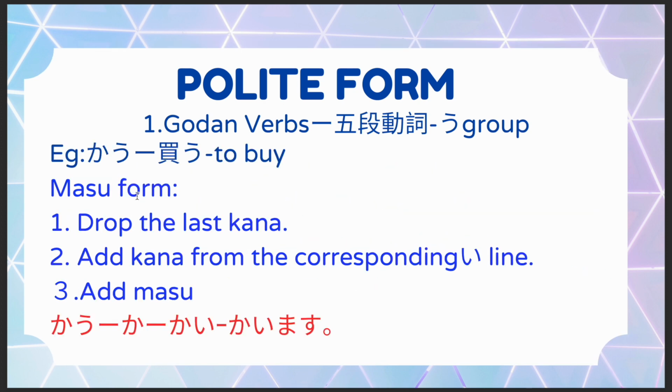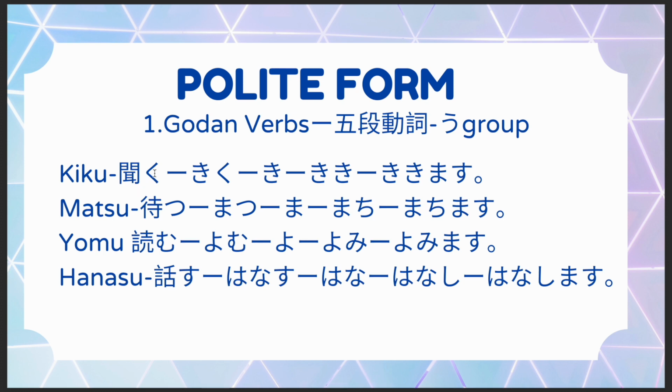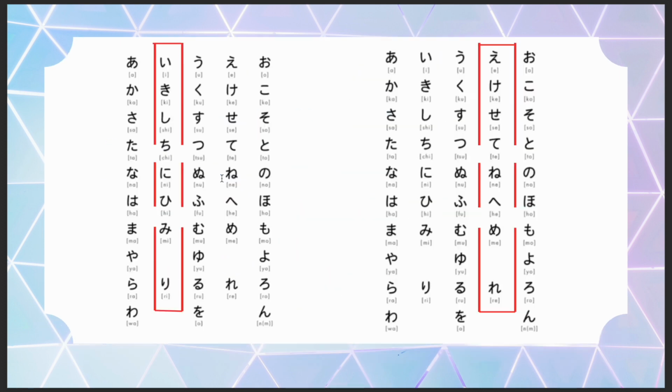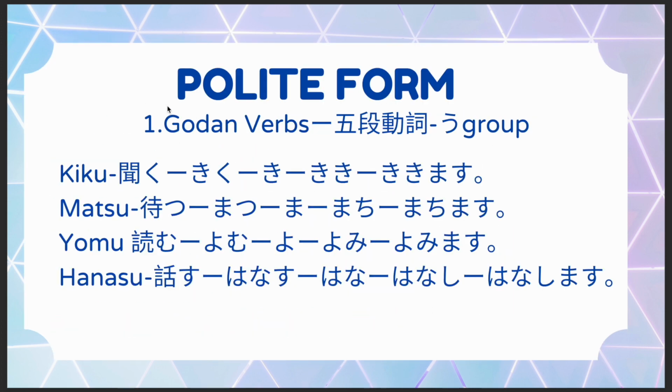Kau is to buy. Kiku is to hear. All these are godan verbs. So kiku, drop the last kana, add the corresponding kana from the e line. So we're dropping the ku and the corresponding e line is ki. So kikimasu.